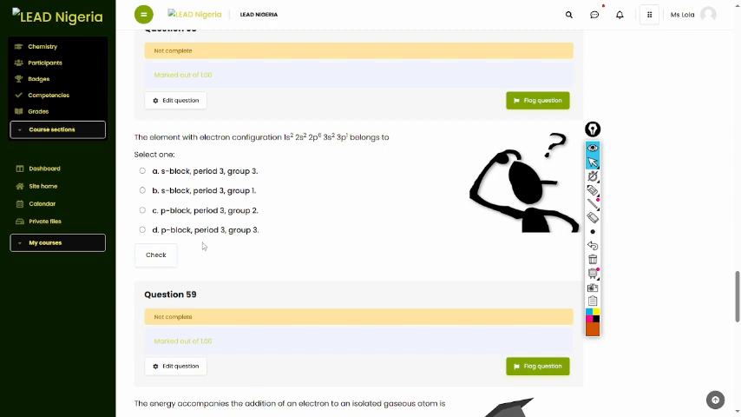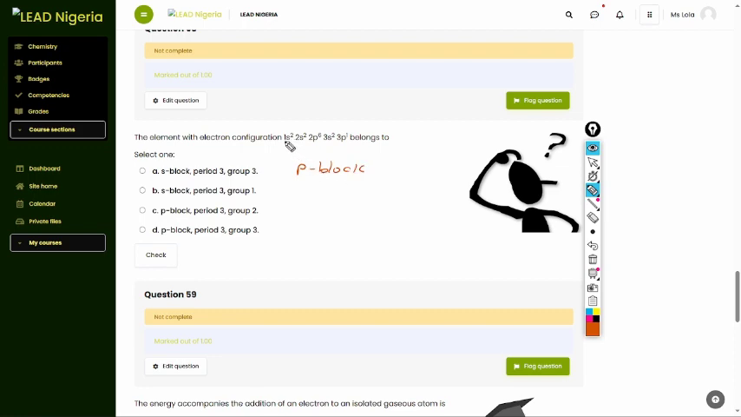The element with electronic configuration this belongs to K. So we'll find out what the block, the period, and the group of this atom is. So first of all, if you want to know what the group is, you look at the subshell on the last atomic orbital. The subshell here is P. This is the last atomic orbital where the last electron is found, and that is P. So it belongs to P block.